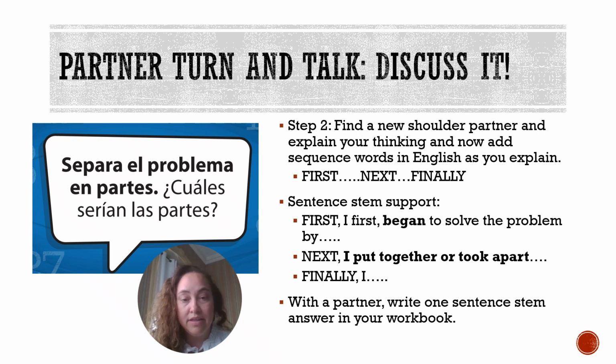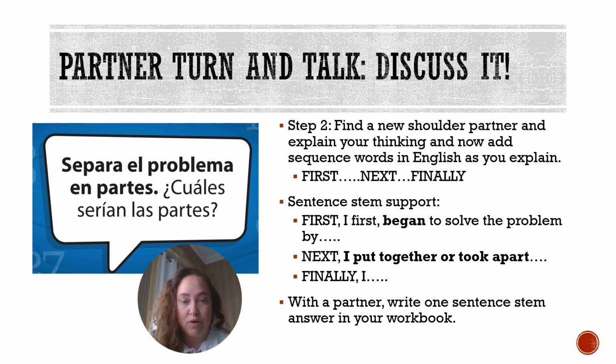And so now that that first discussion has been with them and their preference, we want them to find a new shoulder partner. And we want them to now pull in sentence stem support and really think about language and how we want to put together syntax. I want them to first talk about how they were thinking about that problem, and they should have that in one language, or translanguaging that first part, and then build a sentence stem.